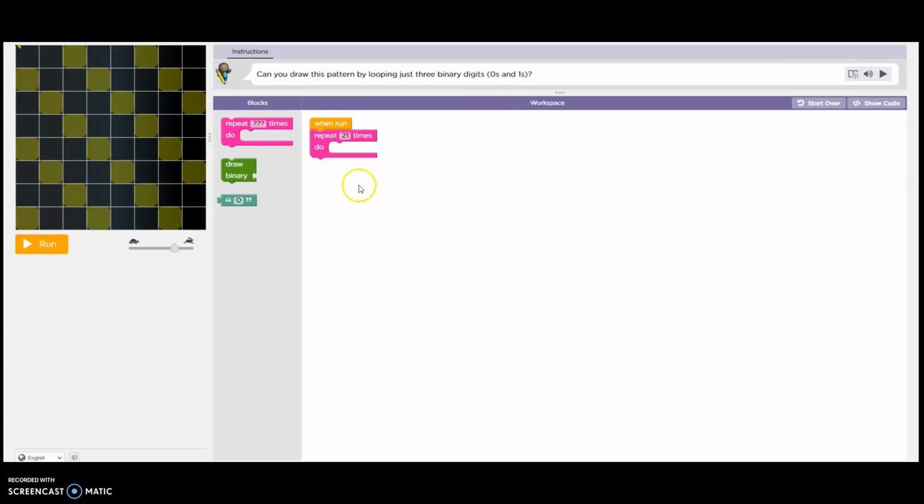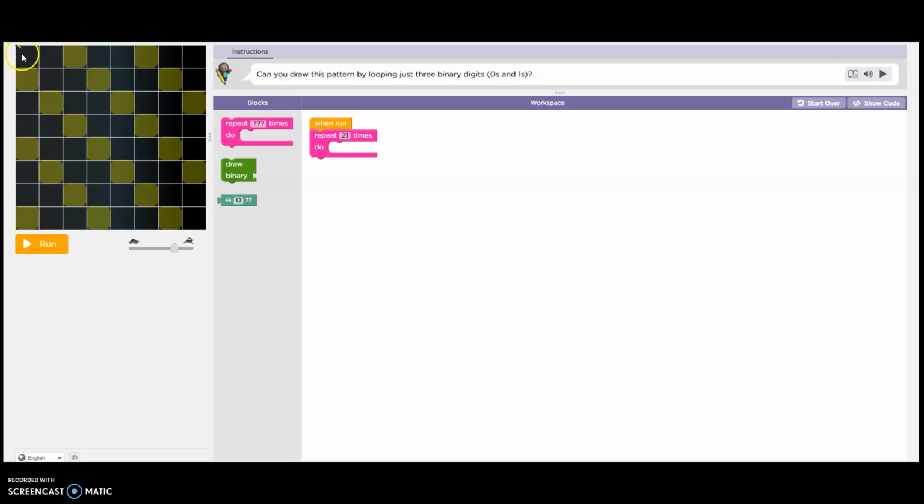So we're going to do it with zeros and ones, which equal off and on. So 0 equals off and 1 equals on. We're going to figure out the pattern. It already tells us how many times we have to repeat it: 21 times. So now we just have to figure out the pattern.